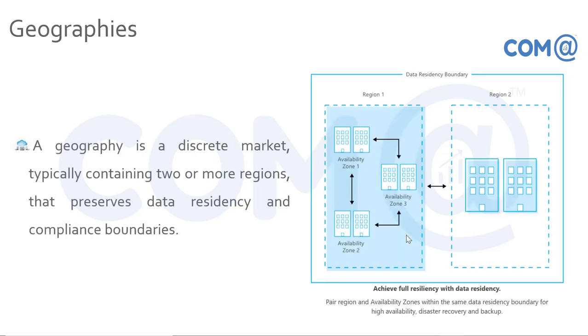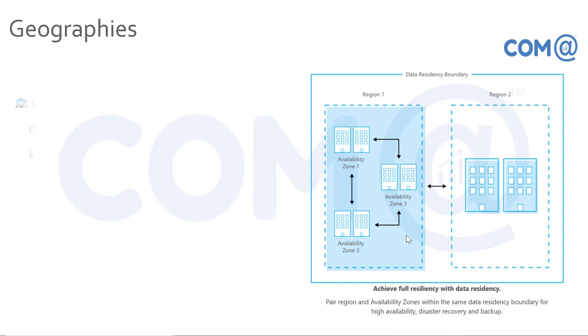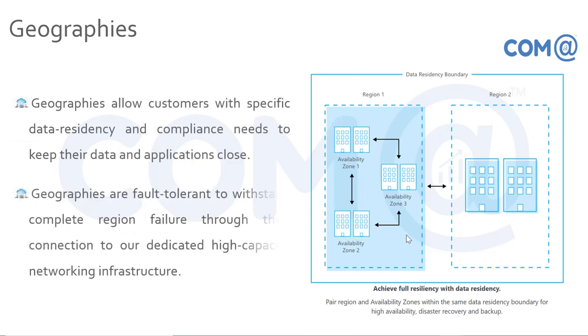And coming to the geographies, geography is a discrete market, typically containing two or more regions that preserves data redundancy and compliance boundaries. Geographies allows customers with a specific data redundancy and compliance needs to keep their data and applications close. Geographies are fault tolerant to withstand complete region failure through their connection to a dedicated high capacity networking infrastructure.